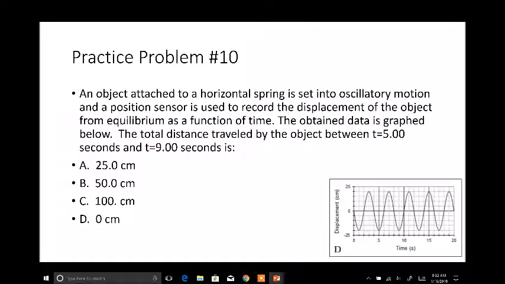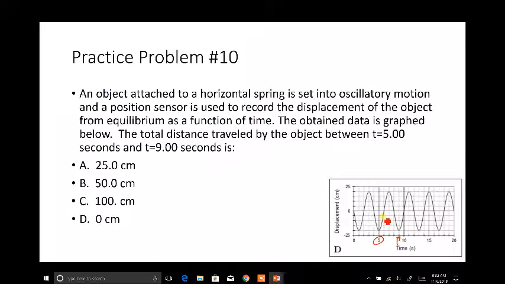All right, practice problem 10. We have an object attached to a horizontal spring. It's put in oscillatory motion, and a position sensor is used to record the displacement from equilibrium as a function of time. The obtained data is graphed in the graph below. The total distance traveled by the object between t equals 5 seconds and t equals 9 seconds is. So we go to our graph. Here's 5 seconds. 9 seconds would be right there.